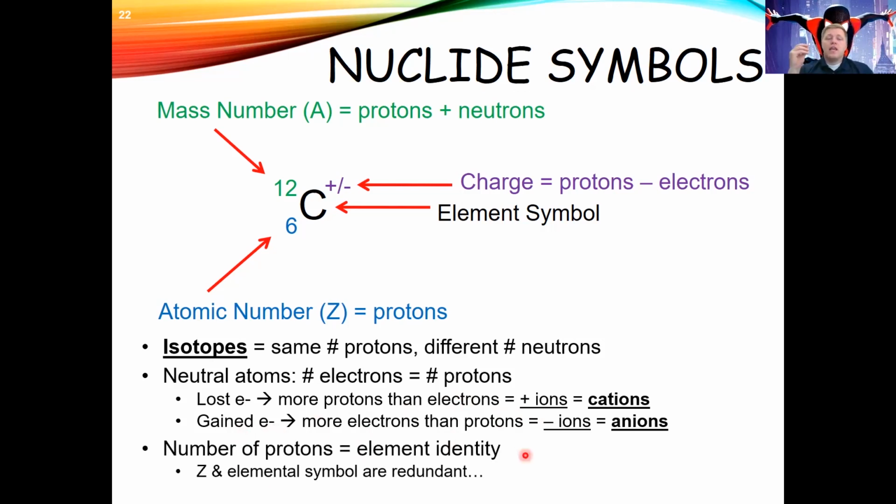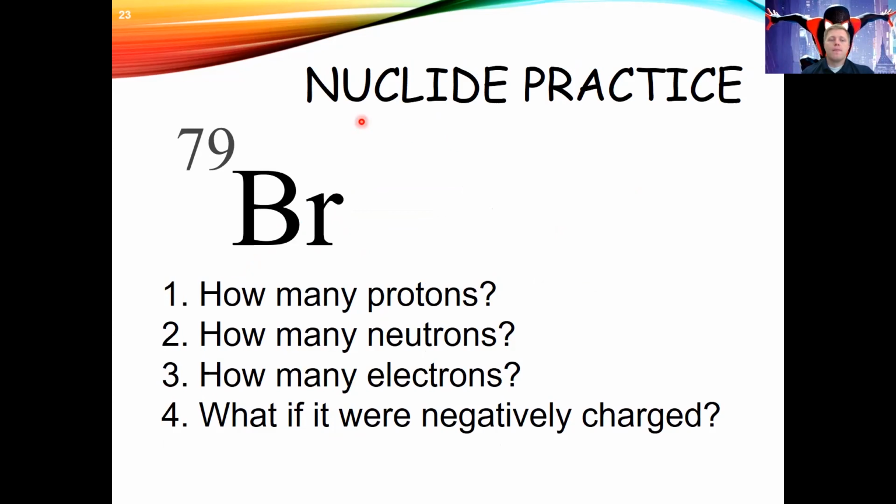Now, as we've said, the number of protons determines the elemental identity. So we don't usually record the proton count, or Z, and the elemental symbol. More often we just go with the elemental symbol. So let me give you an example of some simple questions I could ask you in this field, okay? So let's say I write something like this, bromine 79, okay?